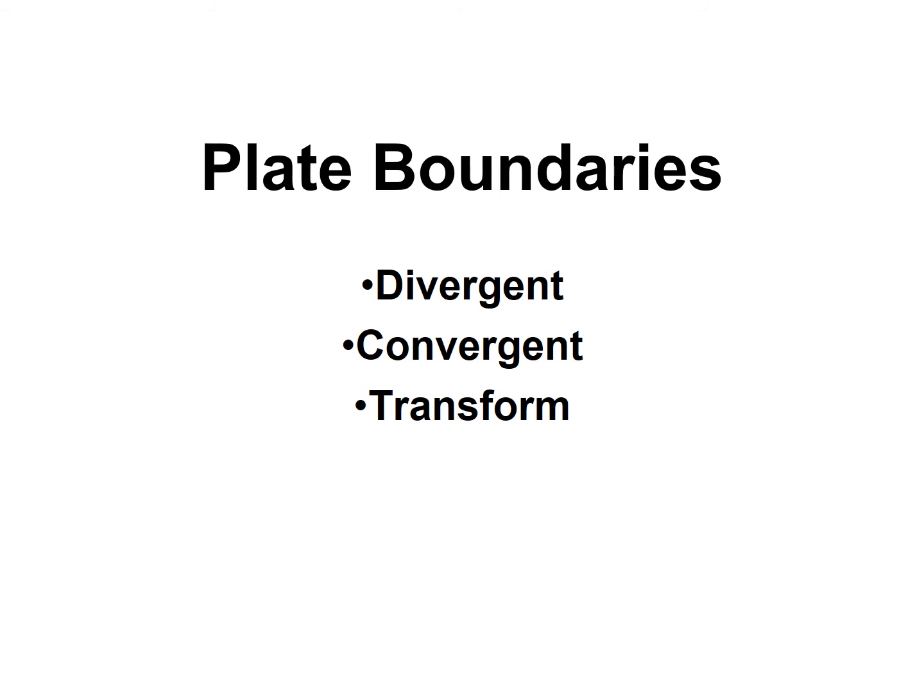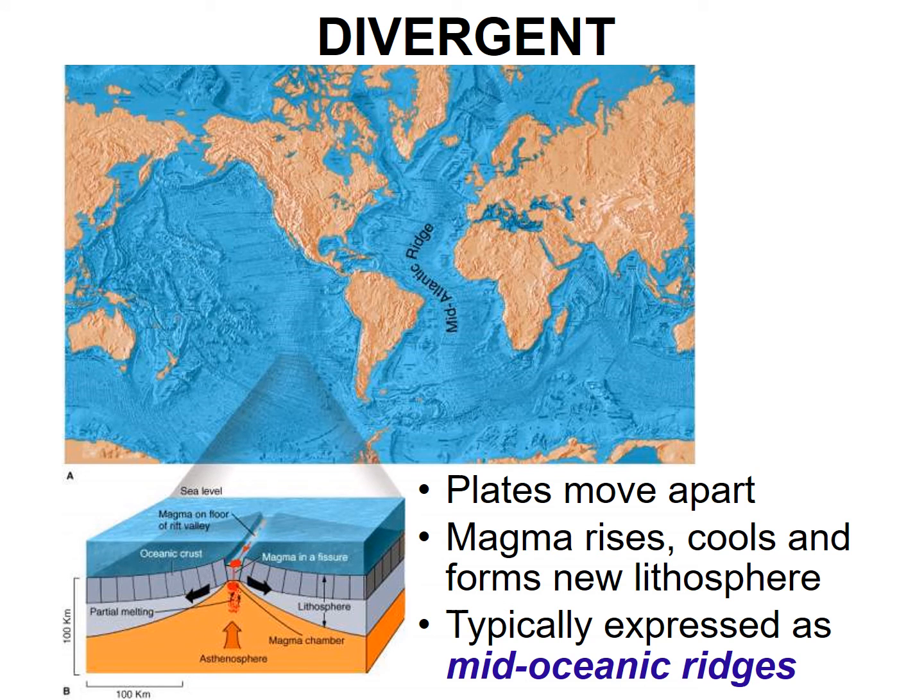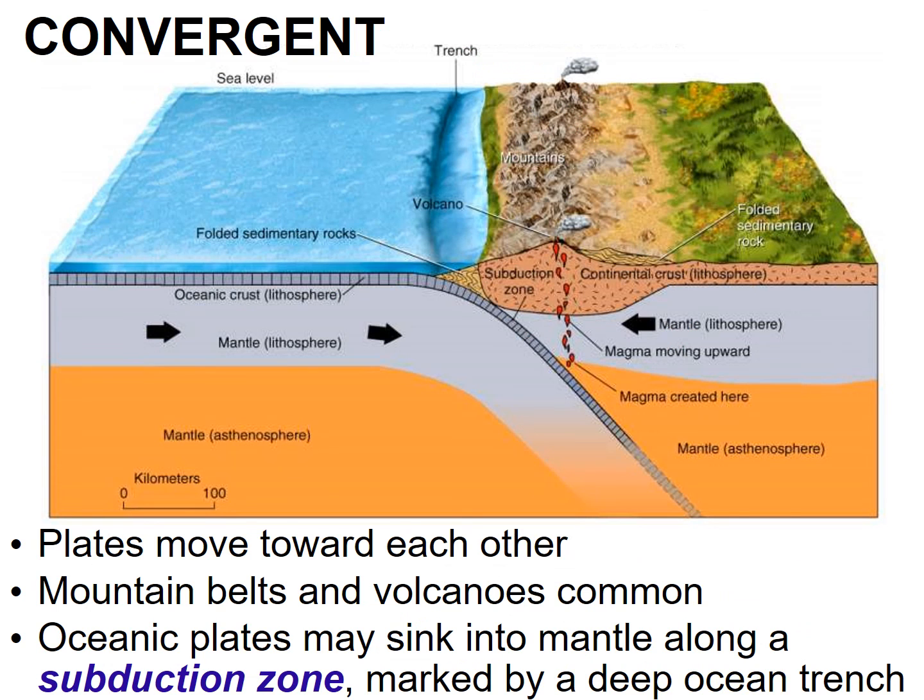There are 3 major plate boundaries that we will be learning in this class: divergent, convergent, and transform boundaries. Divergent boundaries, plates move apart from each other and magma rises from the bottom, cools and forms new lithosphere. You can see the creation of crust at divergent boundaries. For the same reason, these boundaries are known as constructive type of plate boundaries. This is typically expressed as mid-oceanic ridges, for example the mid-Atlantic ridge, where you can see the Atlantic Ocean expanding because of this divergent plate boundary.